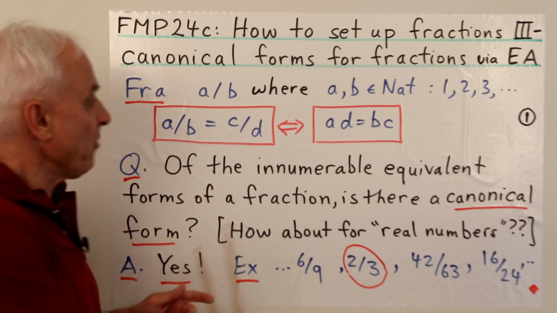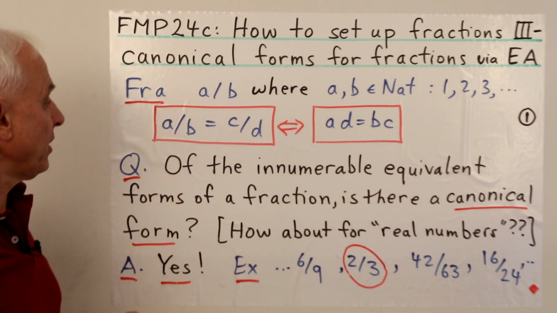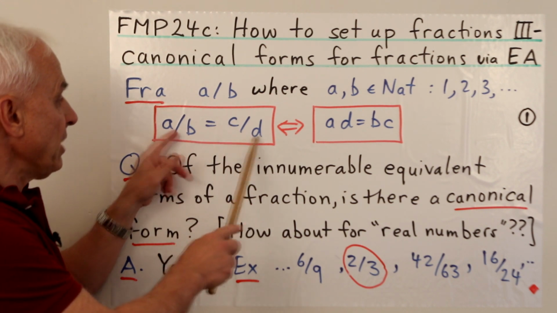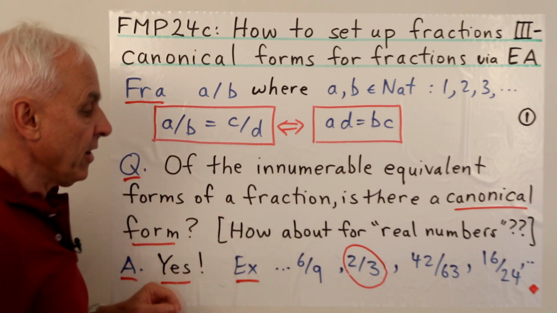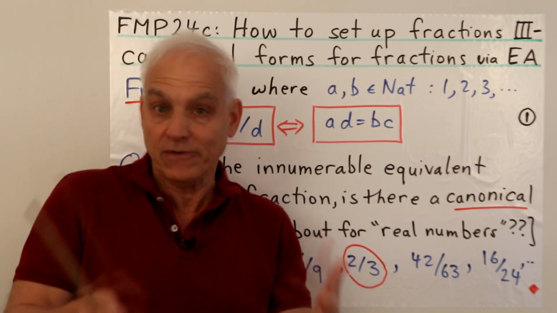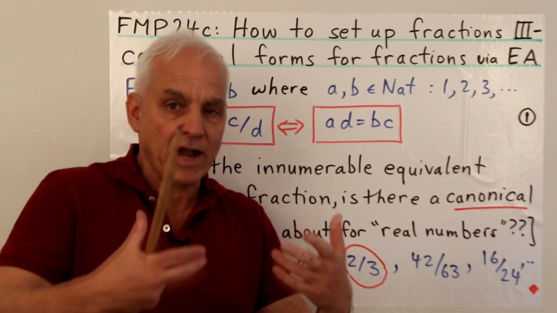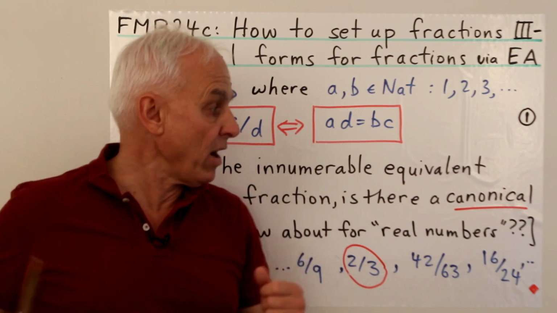They're expressions a over b. a and b are natural numbers, 1, 2, 3, etc. So 0 not included. a over b equals c over d precisely when ad equals bc. So this is the source of a lot of the consternation and practical difficulties with arithmetic with fractions, is that the same fraction can be represented in lots of different ways.